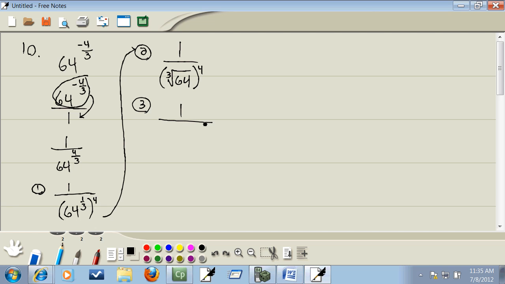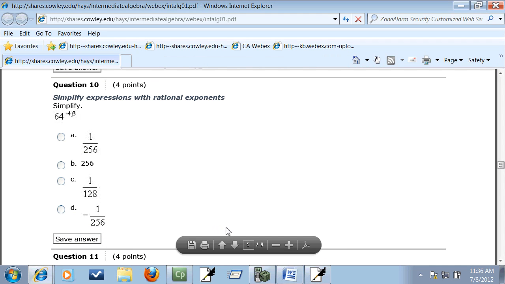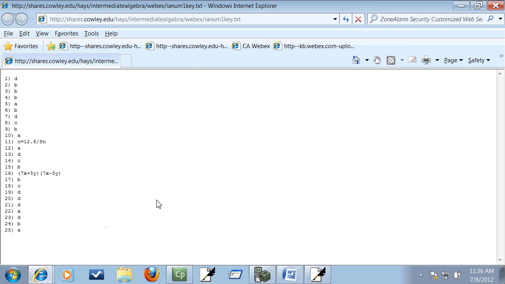Well, step 3, simplify the radical. The cube root of 64 I can write as 4 times 4 times 4. The index is 3, so we're looking for a set of 3 of something. Here are three 4s, so that's going to come out as a single 4. So we're going to have 4 to the 4th. Our last step is to simplify what's left. 4 to the 4th power: 4 times 4 is 16, times another 4 is 64, times another 4 is 256. So we got 1 over 256, which would be A. So this would be 10A. Let's check the key to see if it's right on there. 10A. Okay.